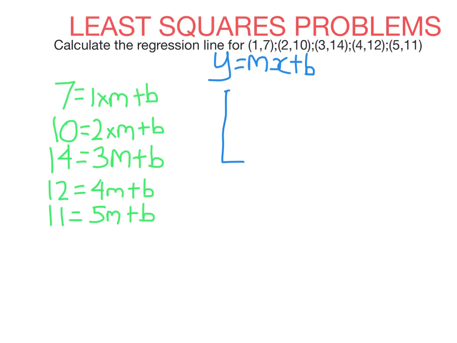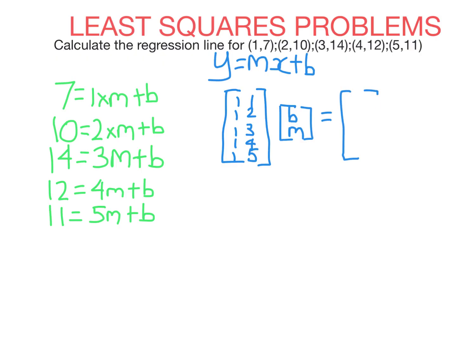We set up our first matrix, and that's the matrix of coefficients. In each of these equations, the coefficient of b is 1, so I'm going to put 5 ones there. Now I'm going to put the coefficients of m in the next column. And then we put our variables in the next matrix. Because the first column was the column of b values, b has to go first and m will go second. And I want that to equal all of the y values, the y values being 7, 10, 14, and so on. So this is usually written as Xβ = y.